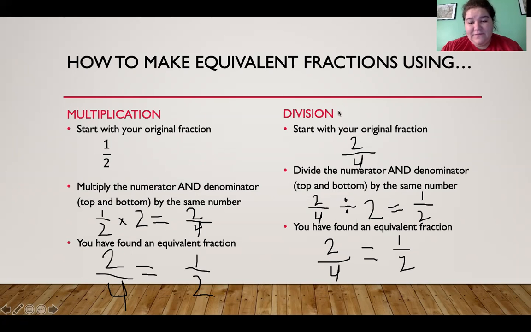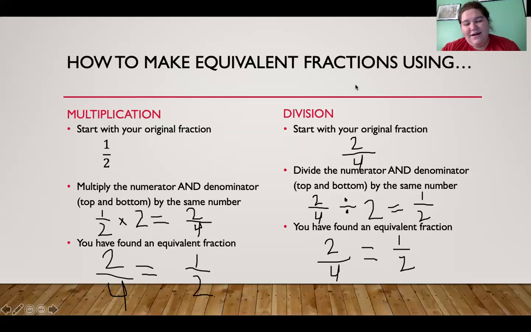Now, division. If you start with a larger fraction and you say, what's smaller, right? What if I want to make my denominator smaller? What you could do is you're going to divide the numerator and the denominator, so the top and the bottom, by the same number. You're going to say 2 divided by 2 is equal to 1. 4 divided by 2 is equal to 2. That gives you 1/2. So you've also found an equivalent fraction that way. You said 2/4 is equivalent to 1/2, which we know is true.